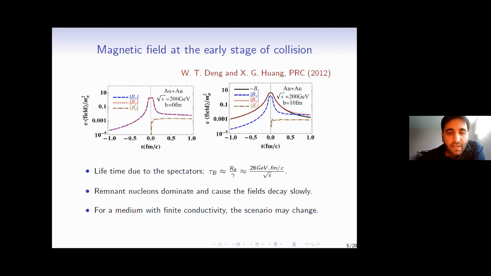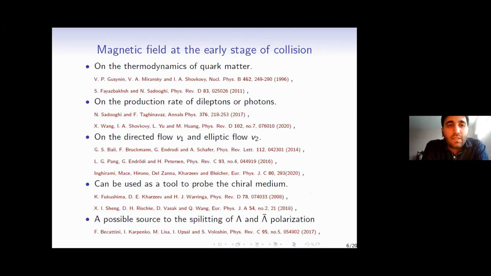If the medium has a finite conductivity, the whole picture may change and the magnetic field may survive longer. This gives the motivation to study the effect of the magnetic field in a variety of fields. For example, people started to study the effect of the magnetic field on the thermodynamics of quark matter, and they found that the magnetic field can play the role of a catalyzer to break the chiral symmetry.